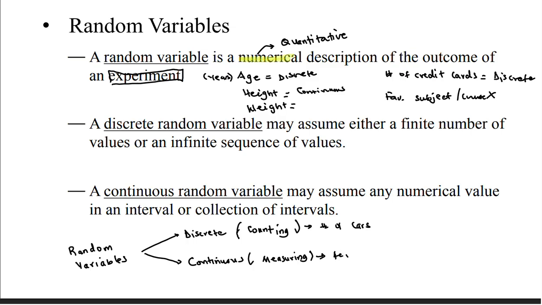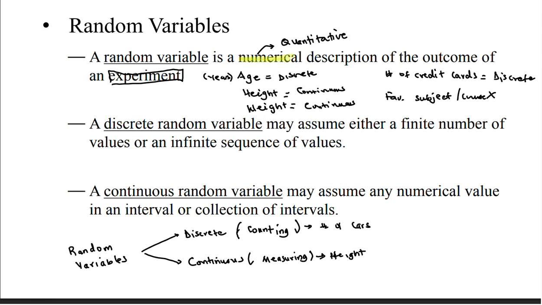Height is therefore an example of a continuous random variable. What about weight? What do you think? Continuous, and that is correct, because we obtain the value by measuring.